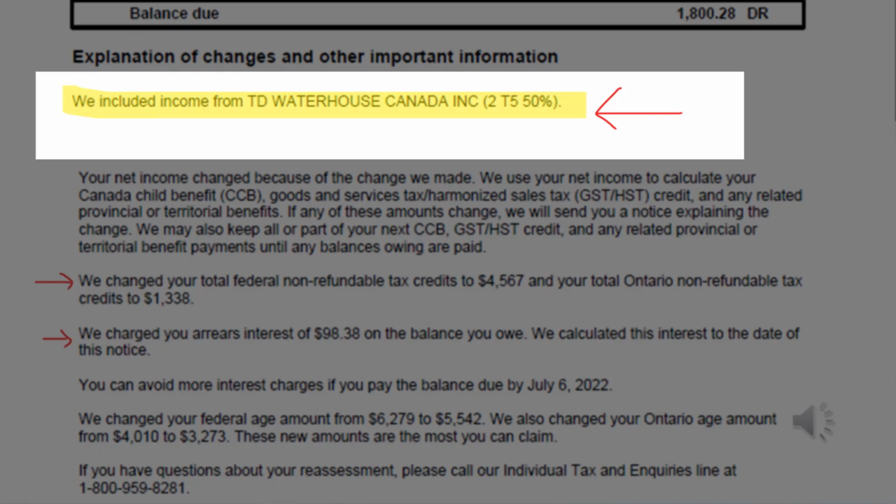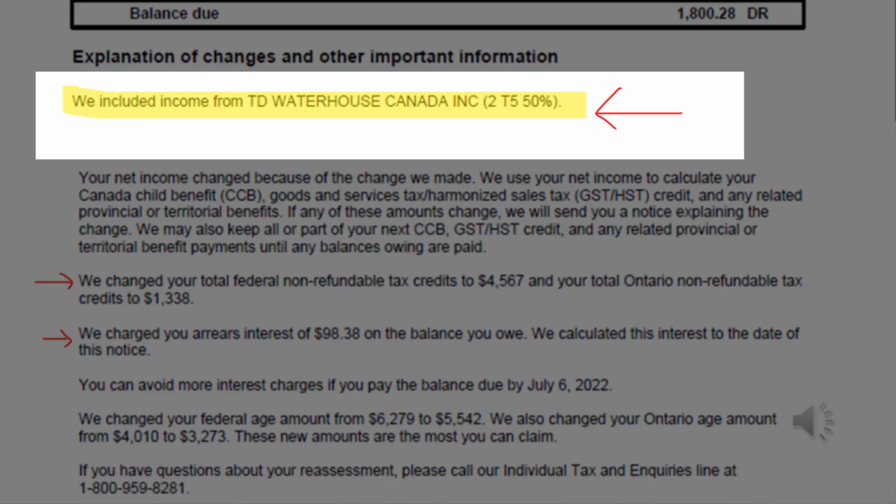So in this case, the Canada Revenue Agency says that basically they've included income from another source. They feel that this is income that was not reported on the original return. They found a slip. They believe it should be included in income, and so they have added it to the income. They've explained it here actually in English.